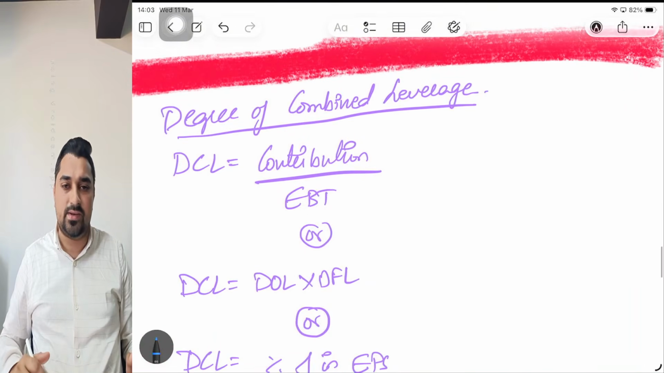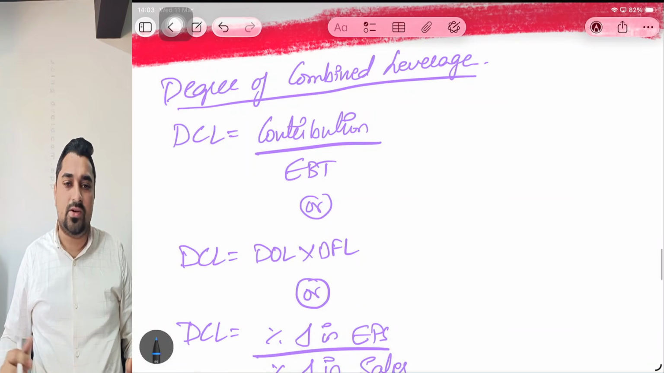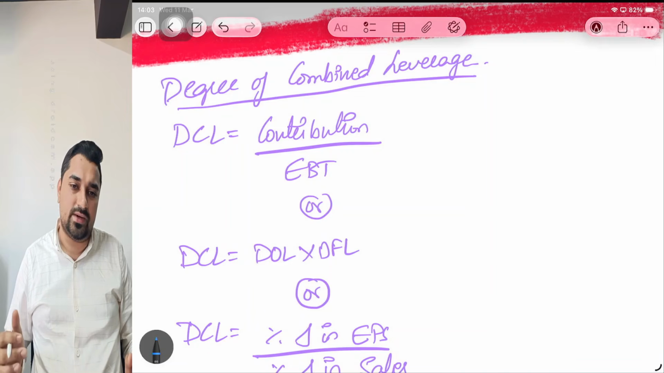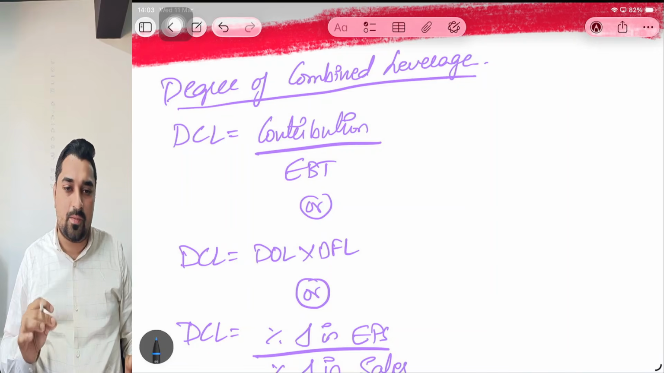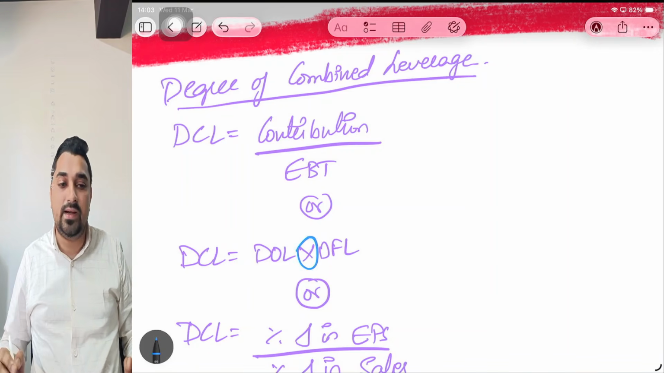Coming to combined leverage. Combined leverage measures the total business risk, that is total operating risk as well as financial risk. Coming to the combined leverage formula: contribution divided by EBT. Alternate formula: degree of combined leverage equals degree of operating leverage into degree of financial leverage. Be very careful, it is multiplied, it is not plus. It is one of the MCQ questions given in the module also.